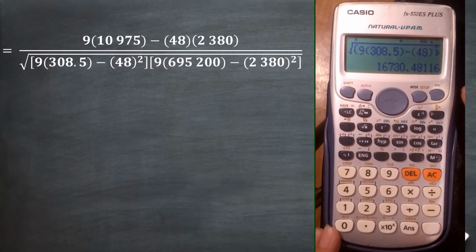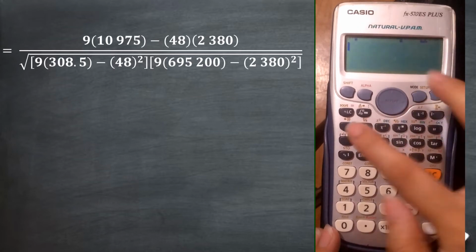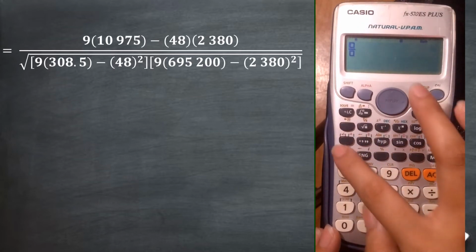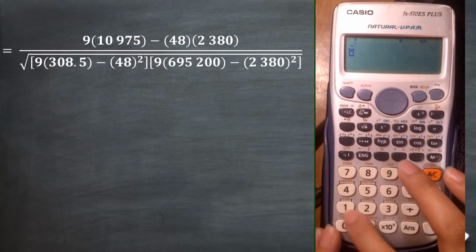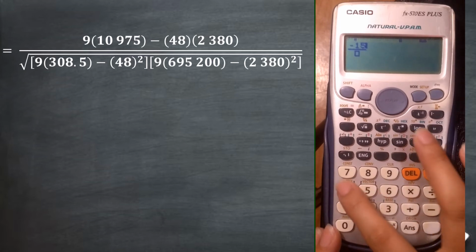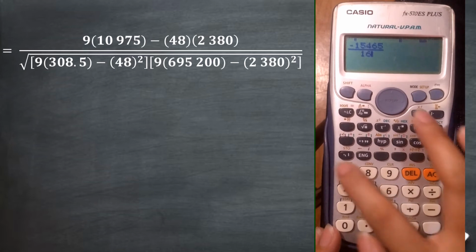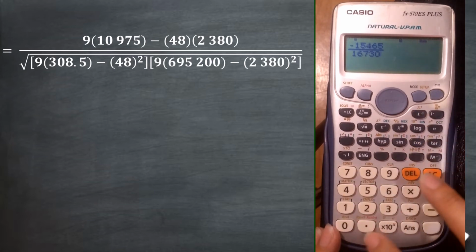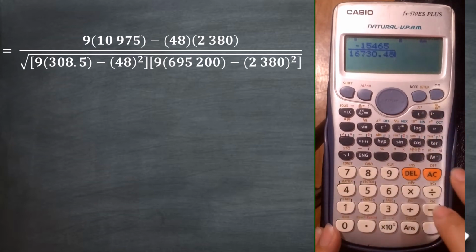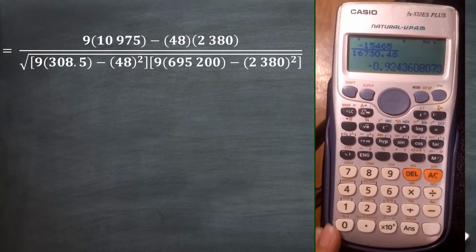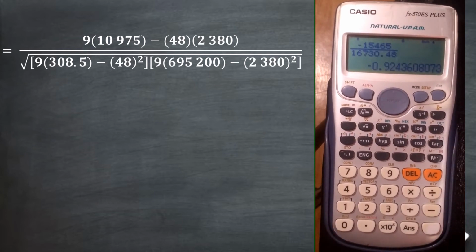And then solving for the R computed, we have the numerator as negative 15,465 all over 16,730.48, and then you press equal sign, then that's it po. We have negative 0.92.